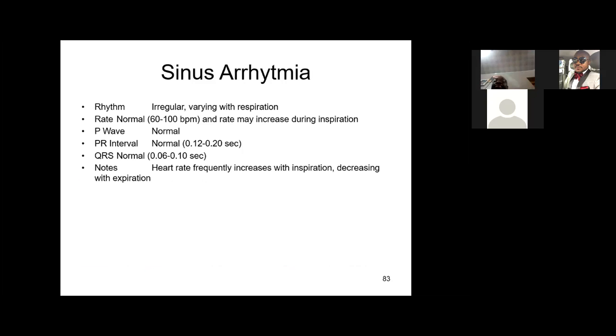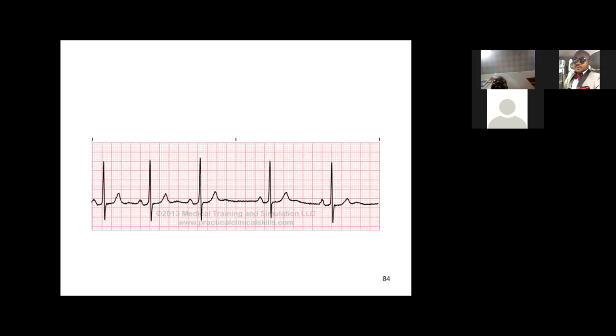Arrhythmias. The sinus arrhythmia rhythm is irregular, varying with respiration. The rate is normal and it may increase during inspiration. P wave is normal. PR interval is normal, 0.12 to 0.20 seconds. QRS normal. And then the heart rate frequency increases with inspiration and decreases with expiration. Sinus arrhythmia example.